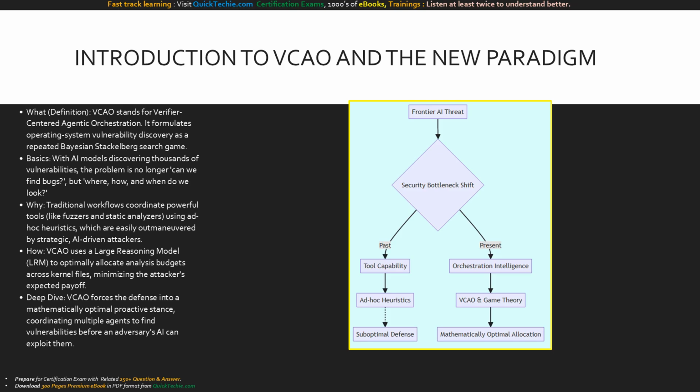The emergence of the frontier AI threat has caused a security bottleneck shift. In the past, the bottleneck was tool capability, which led us to rely on ad hoc heuristics, ultimately resulting in a suboptimal defense. Today, the bottleneck is orchestration intelligence. We must manage our defensive compute wisely. This leads us to VCAO and game theory, which provides a mathematically optimal allocation of our analysis tools. VCAO guarantees we are spending our defensive budget in the exact locations that disrupt the attacker's best-laid plans.